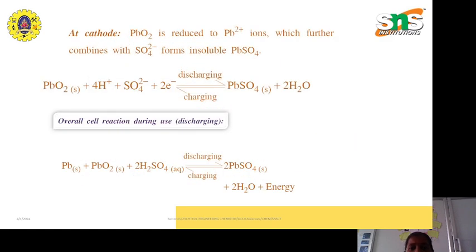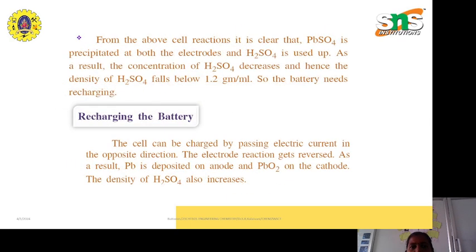At the cathode, lead oxide acts as the cathode. So lead oxide gains the 2 electrons released from the anodic part. It is converted again into lead sulfate. So from both the anodic and cathodic parts of this reaction, lead combines with lead oxide plus sulfuric acid. During the discharging process, that means the working process, lead sulfate is formed. So automatically the sulfuric acid density falls from 1.30 to 1.20. So this battery needs a recharging process.